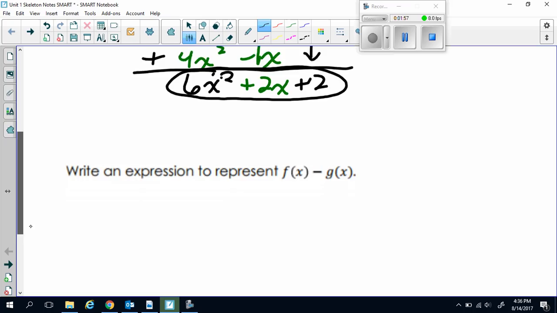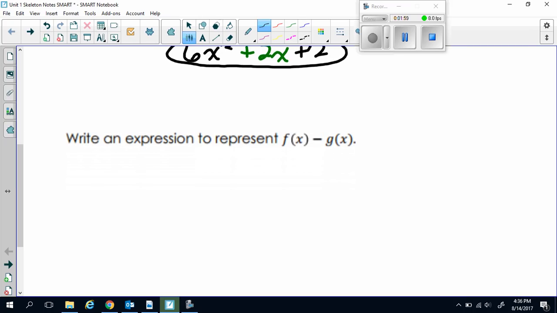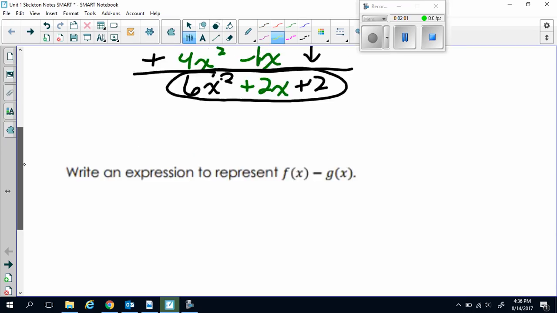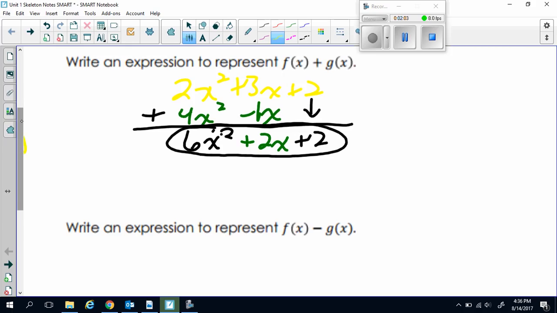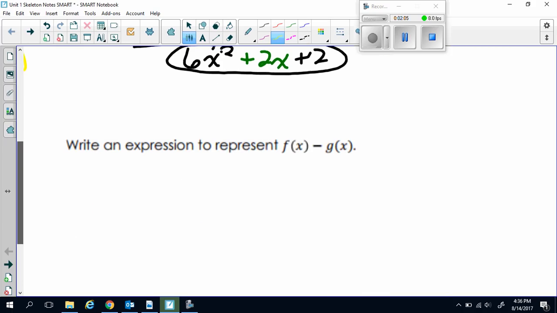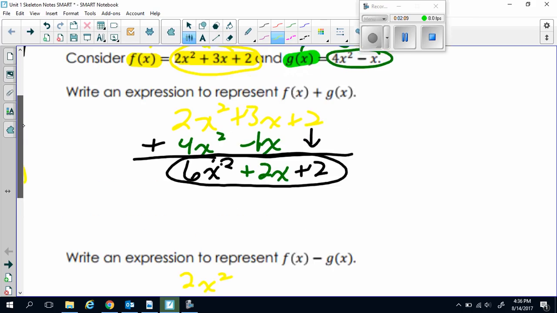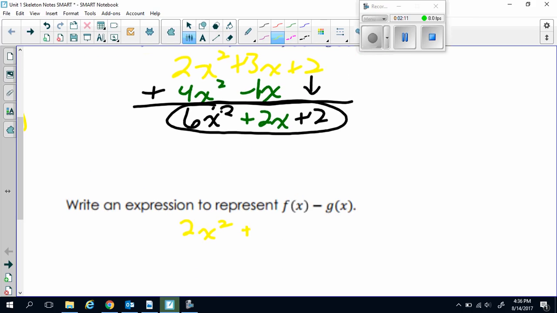Okay. It's going to do the same thing, but this time they want us to take those two functions and subtract them. So let me go ahead and get my two functions again. So it's f of x. So f of x is the first one. That's 2x squared plus 3x plus 2. And this time they want me to subtract. So they want me to subtract the 4x squared minus 1x.